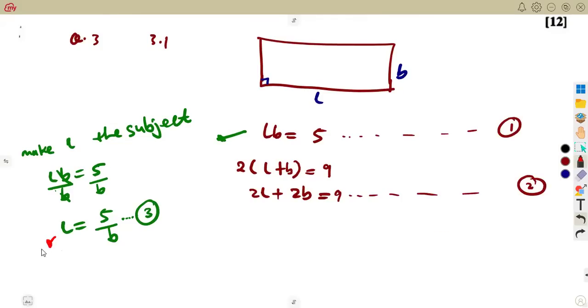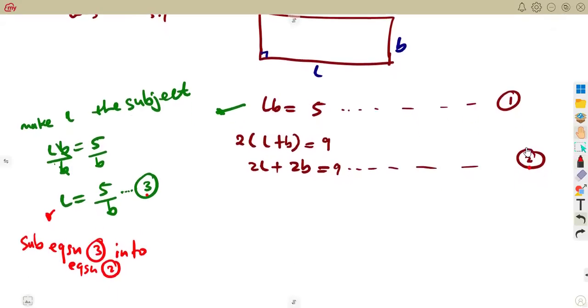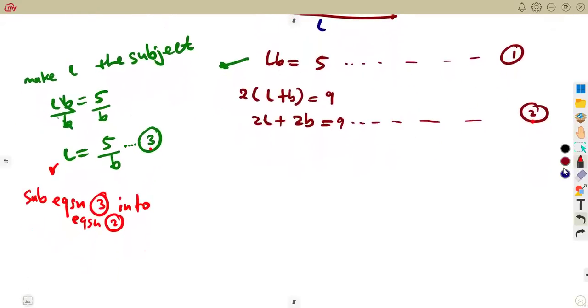So whatever we obtained, which is our equation 3, we are supposed to substitute this equation 3 into what? Into equation 2. So let's substitute, guys, and see what's going to happen. In place of L, put this 5 over B. So that's 2 times 5 over B plus 2B is equal to 9. 2 times 5 over B is like this.